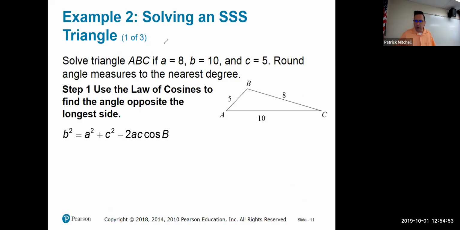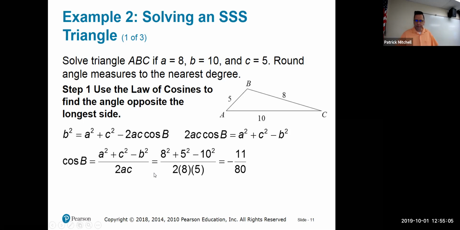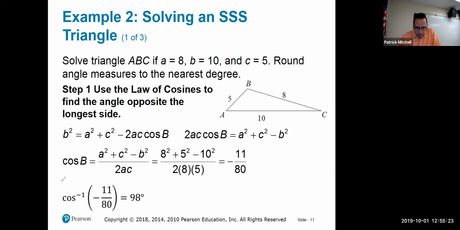Now, just so I don't completely ruin the flow of the problem, I'll go back to the way they did it just to show you you get the same thing. They solved the formula for cosine B, and they also found that the cosine of B is negative 11 over 80. They just did it a slightly different way. So if the cosine of B is negative 11 over 80, that means that B is the inverse cosine of negative 11 over 80, and that is about 98 degrees.